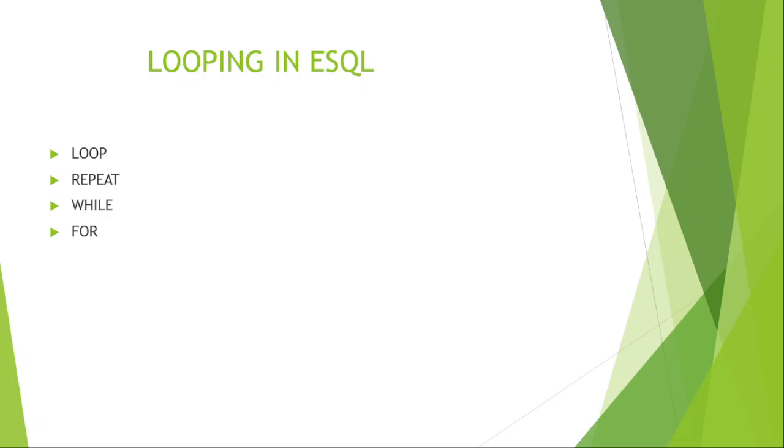When talking about loops in ESQL, there are four types of loop. First is the loop, end loop, then the repeat loop, while loop, and the for loop. We are going to see all these loops in detail and understand how they work. So if you don't know anything about these loops, you don't need to worry.